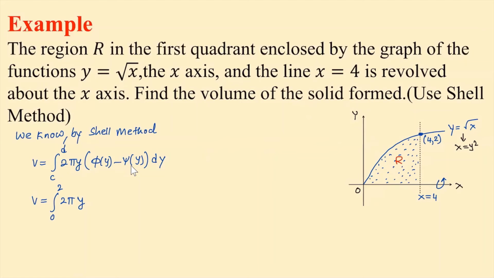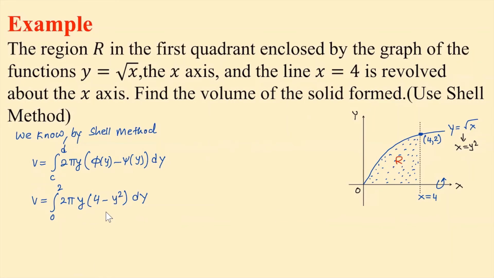And phi of y and psi of y are the functions which are far from and close to the y-axis. Over here, the function which is far from the y-axis is x equal to 4. So the first value here is x equal to 4 minus the function which is close to the y-axis, but we want to write that function in terms of y. Here we have y equal to square root of x, that is in terms of x. If I want to write it in terms of y, we need to find the value of x by squaring both sides, so we get x equal to y squared, minus y squared, dy.